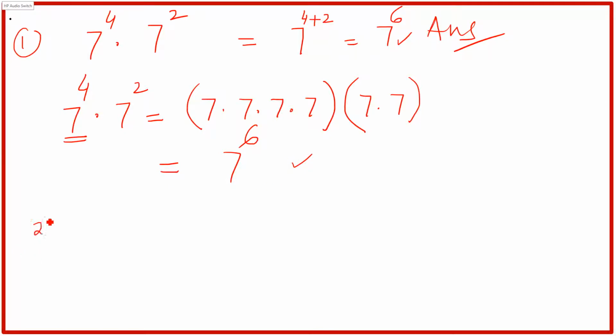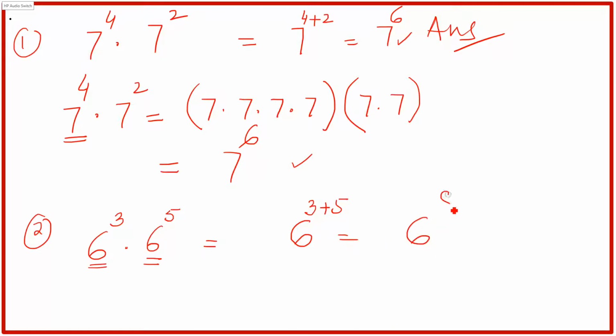The second question is 6 raised to power 3, then dot 6 raised to power 5. This is called the exponent or power, both. The direct method is, first of all you have to see whether the bases are the same or not. These are the two bases, and they are the same. You write down the base only one time and add the exponents, 3 plus 5, which gives 6 raised to power 8. It means you have 6 eight times.